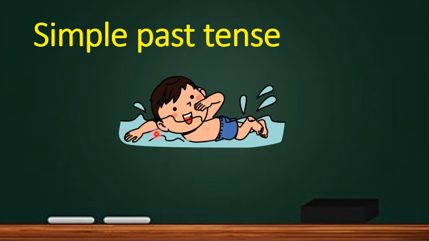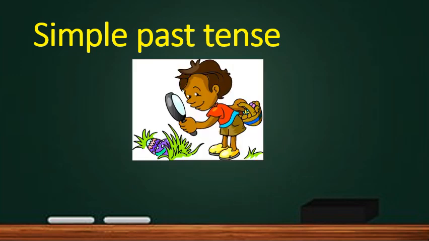This is swim, and the simple past tense for swim is swam. The second word is find. The simple past tense for find is found. He found some colorful eggs in the bushes.